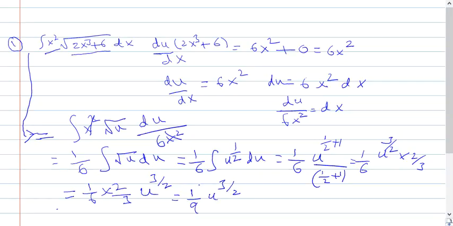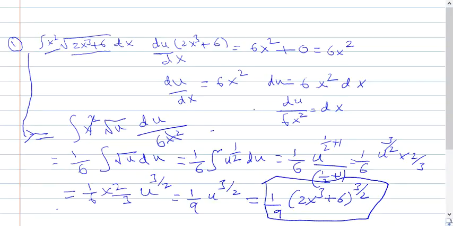But we are not done here. We still have to convert u, put it back in terms of x. So what did we have u as? u is 2x cubed plus 6. This one is our u. So this becomes 1 over 9 times 2x cubed plus 6 to the power of 3 over 2. So that's our answer.